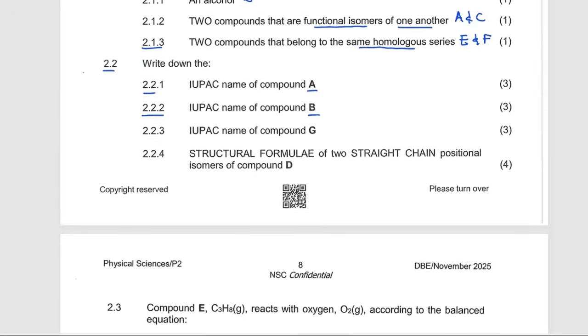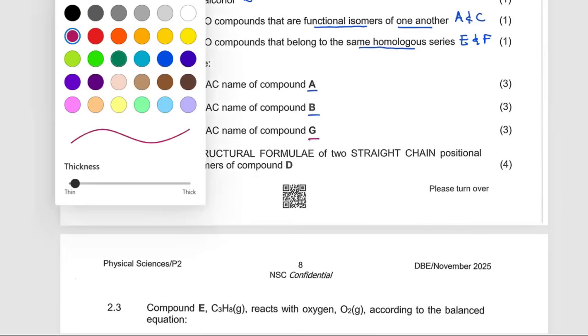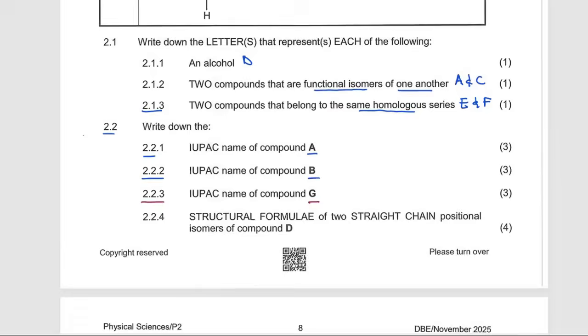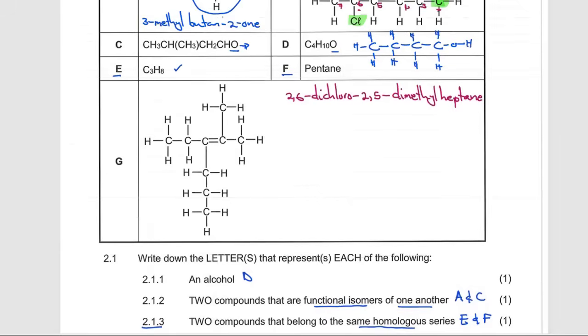Then moving on to question 2.2.3 again. So it says here, IUPAC name of compound G, right? So we're looking for the IUPAC name of compound G. So let's look at compound G there. In terms of compound G, we're supposed to number again, right? So we number starting from the side that is closest to the functional group.